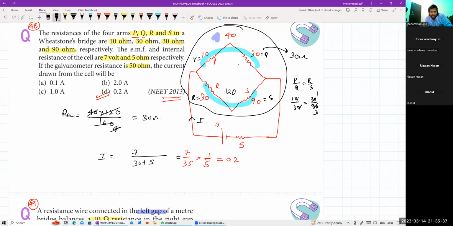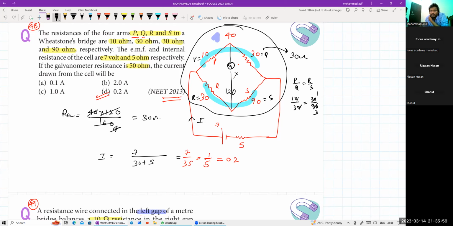So the EMF and internal resistance of the cells are 7 volt and its internal resistance is 5. यानी these two are in which combination, beta? Series. These two are also in series. The galvanometer resistance is 50 ohm. यानी दोनों के बीच में galvanometer था, जिसका resistance 50. It will become ineffective.